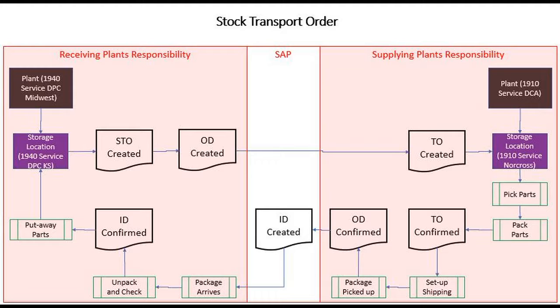The supplying plant then creates a transfer order, and prints a pick ticket from that transfer order. The part is then picked, and delivered to be packed. Once it is packed, the transfer order is confirmed, and it is set for pickup. After a carrier is determined, and the item is picked up by the carrier, the supplying plant will confirm their outbound delivery. The tutorial on how to order a service part can be viewed to better understand this type of order.